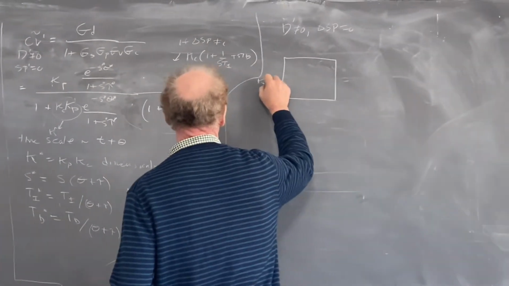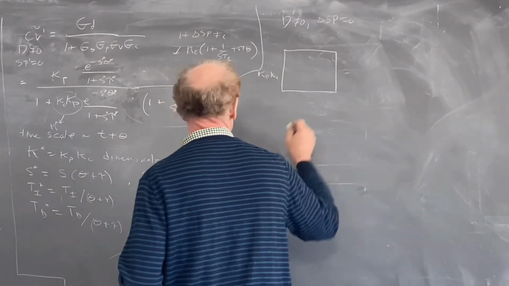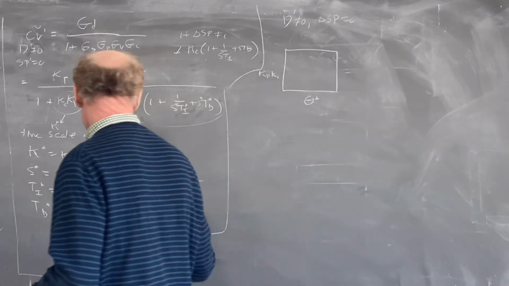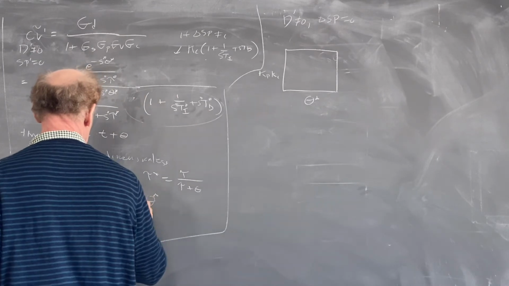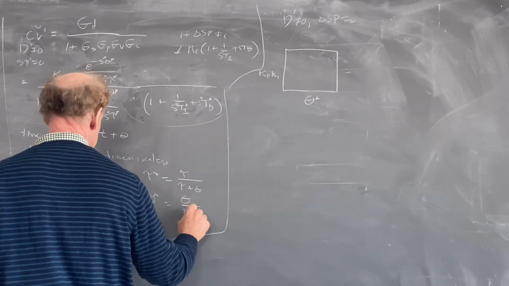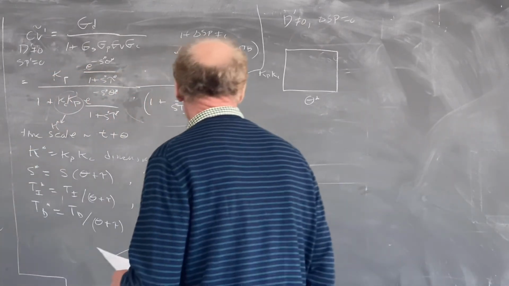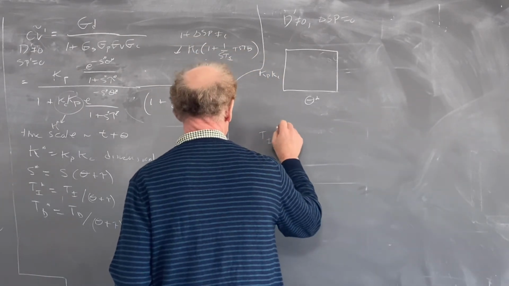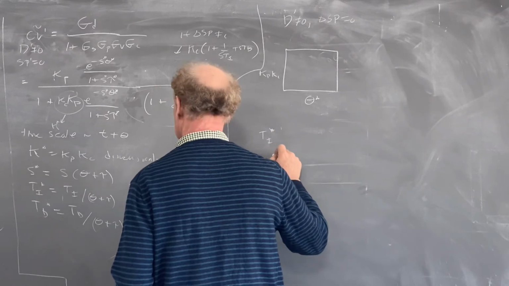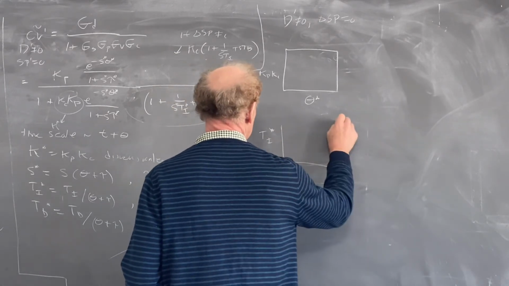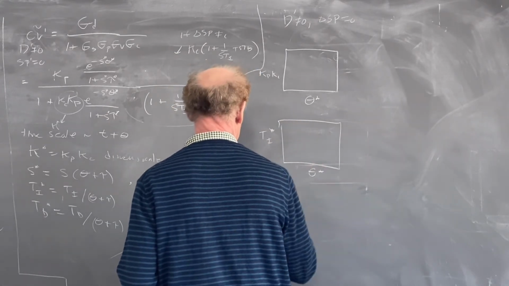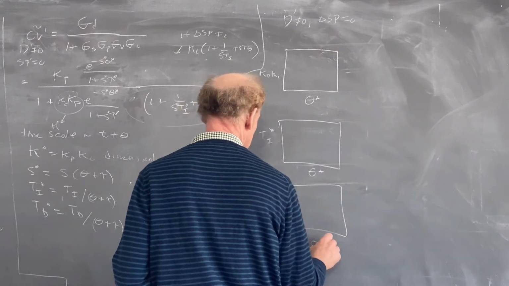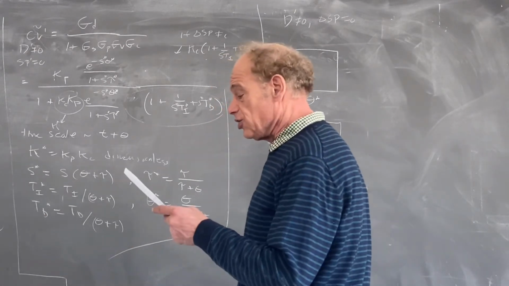So this is Kp Kc versus theta star. Again, theta star is theta over tau plus theta. And then I have Ti star versus theta star, and Td star versus theta star. And let's see what these look like.